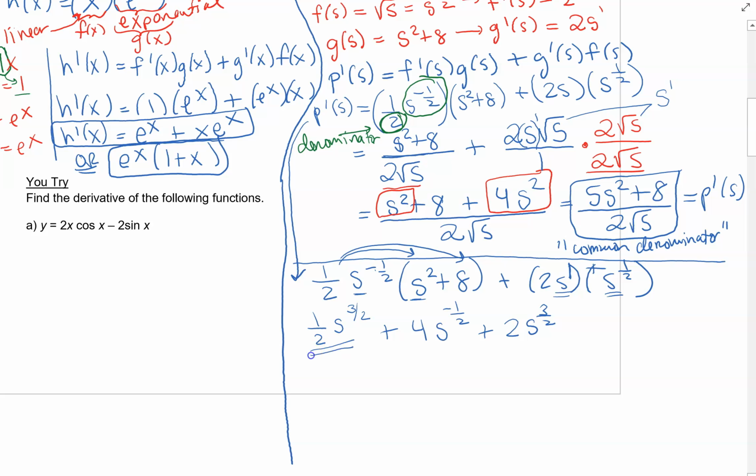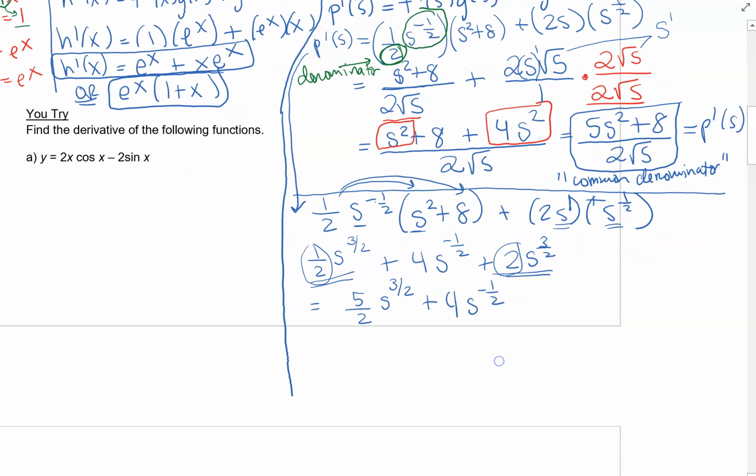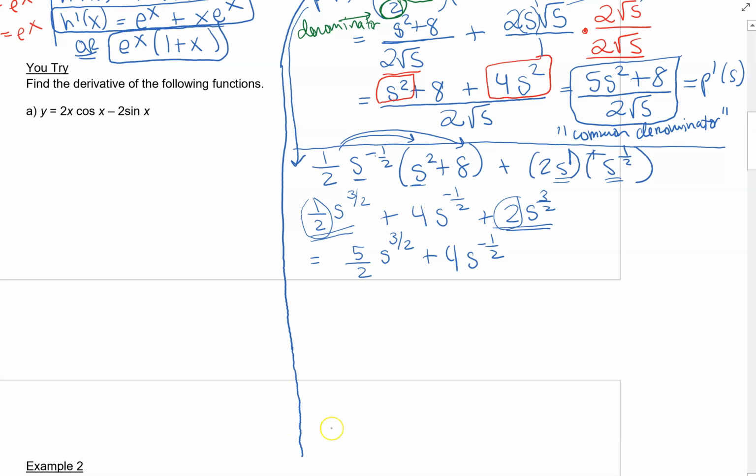Then you might notice we have some like terms. We have 2 terms with s to the 3/2 power that I can combine. So then I get 1/2 plus 2, which is 5/2, s to the 3/2 power, plus 4 s to the negative 1/2 power. So we could simplify it down to here, and then what we're going to do, and this might seem really odd, and I apologize ahead of time, but it is a thing that you need to maybe learn now and study for the future, is factor out a 1/2 s to the negative 1/2.